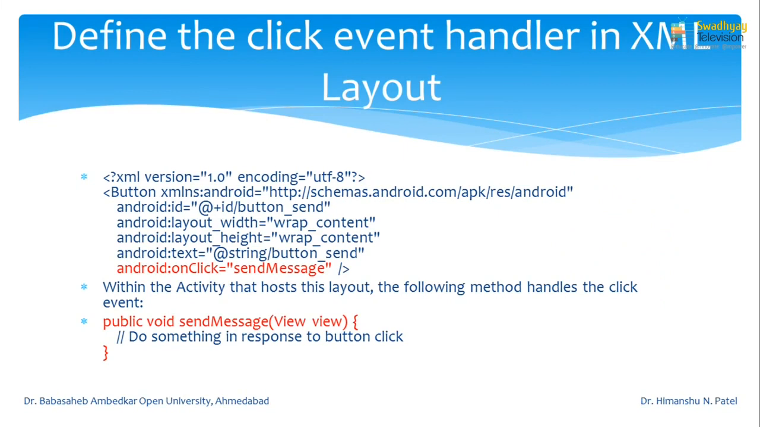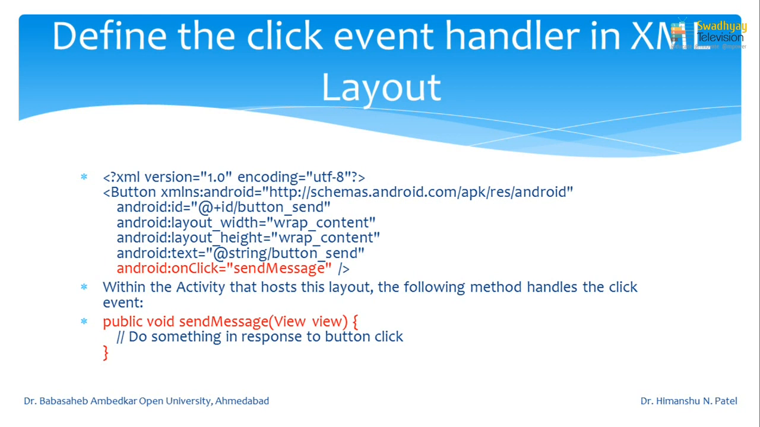Here you can see the XML file which represents your layout. We already discussed this button element. The ID is the name of your button, so the ID attribute is also very important. Here our button name is button_send. Now, the last attribute is android:onClick. This is a way to specify your event handler. Here we write sendMessage.